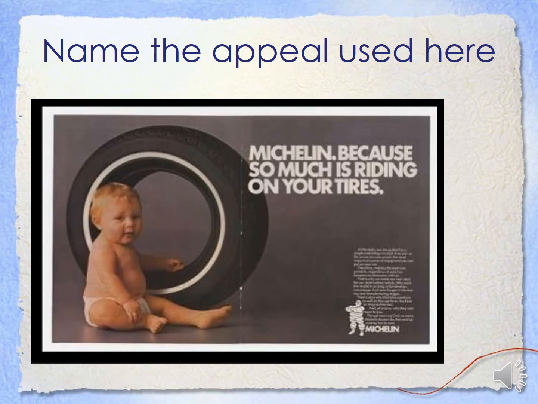So let's just do a little practice here. Here we would name the appeal. Here we see a baby by a tire. So what are they trying to do? They're trying to get you to buy a certain kind of tire, right? So this says Michelin, because so much is riding on your tires. So what are they trying to do? They're saying, if you buy these tires, then you care about your baby's safety. So that's an emotional appeal. That's pathos.